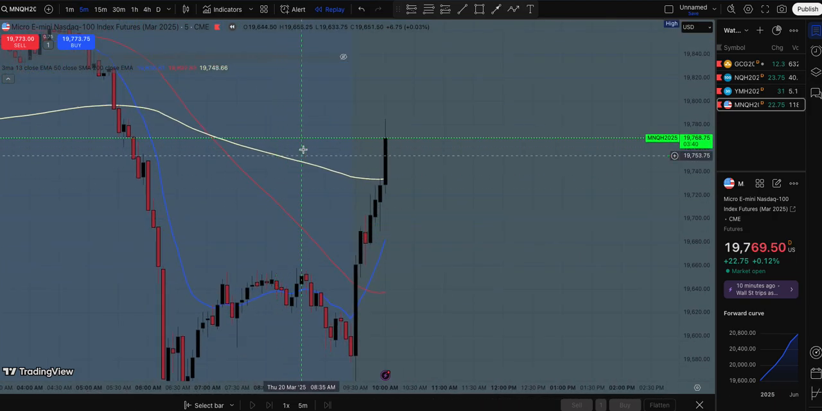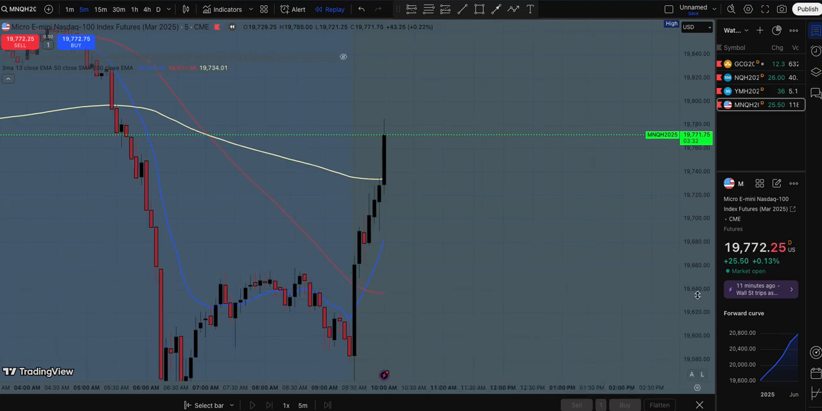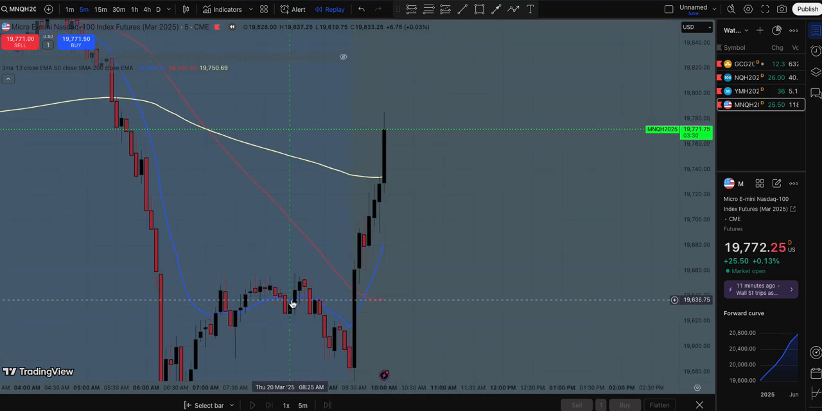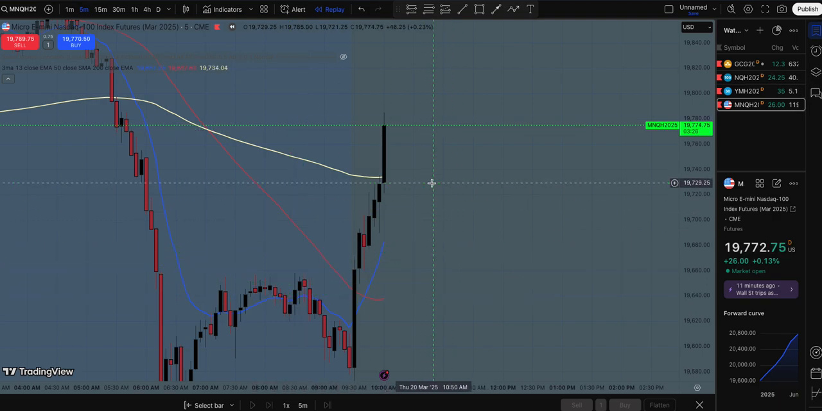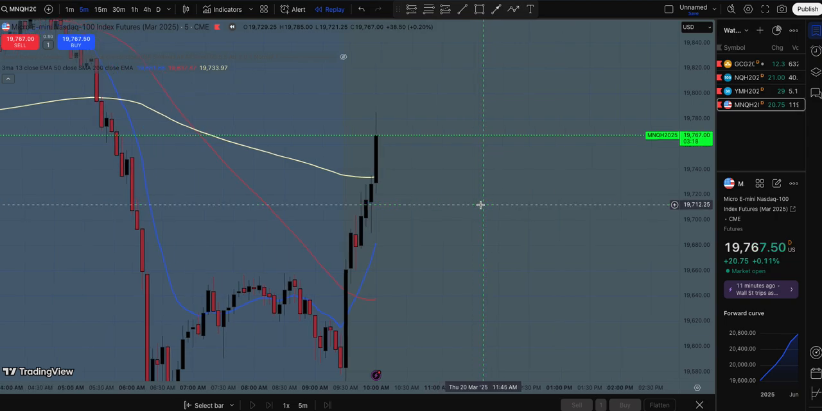As I was telling you already, these are my moving averages. I have the 200, the 50, and the 13. The 13 always stays closer to price, so the 13 is very important. Now, I don't rely solely on the moving averages to execute my trades. I just use them as added confluence to assist me.